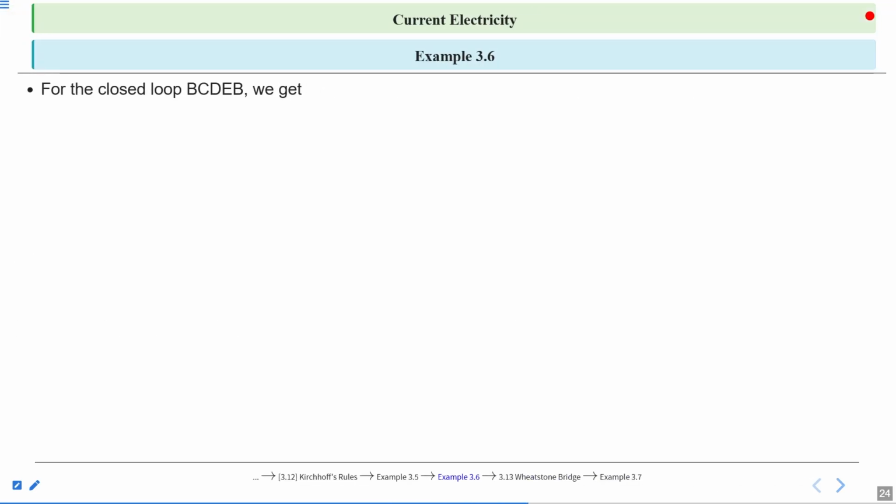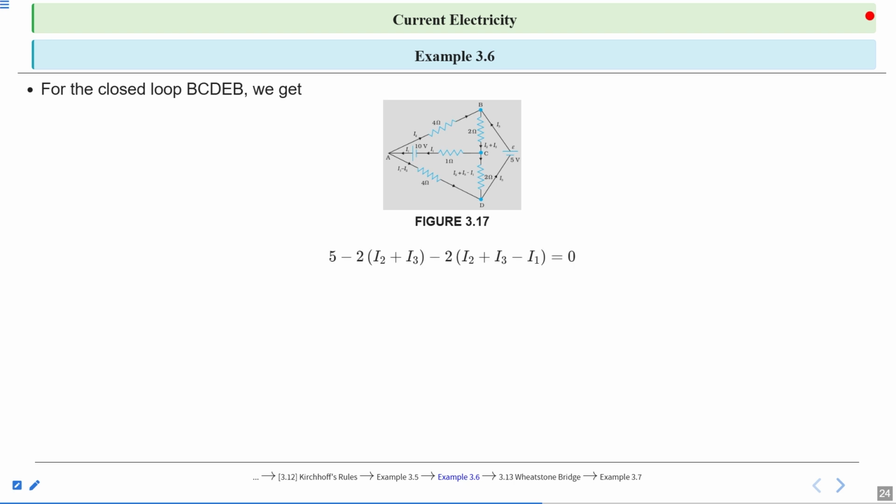Now for closed loop B, C, D, E, B, we get for B, C, D, E, B. Okay, outer loop, that other triangle, B, C, D, E, B. That E is for the 5 volt battery. Now apply the rule.